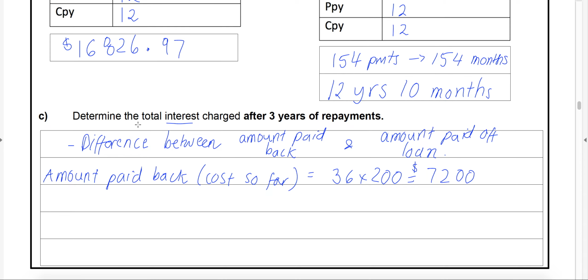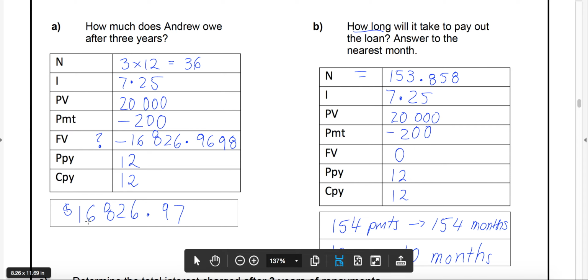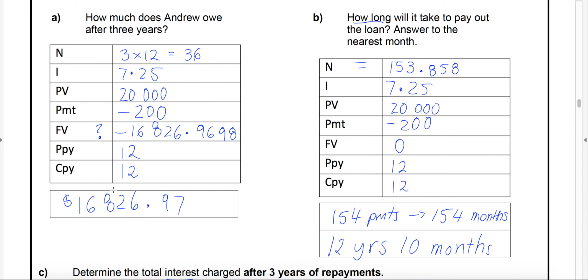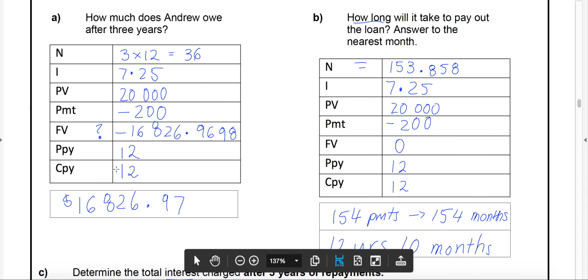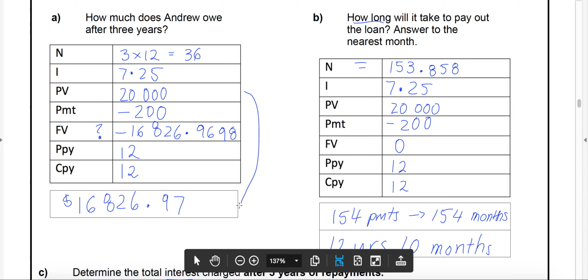However, if we look up here, after 3 years, he owes $16,826, where he borrowed $20,000. So notice here that he hasn't even paid back $4,000, less than $4,000 that he's actually paid back. To work out how much, we're looking at the difference between these two values, so difference between what he borrowed and what he owes.